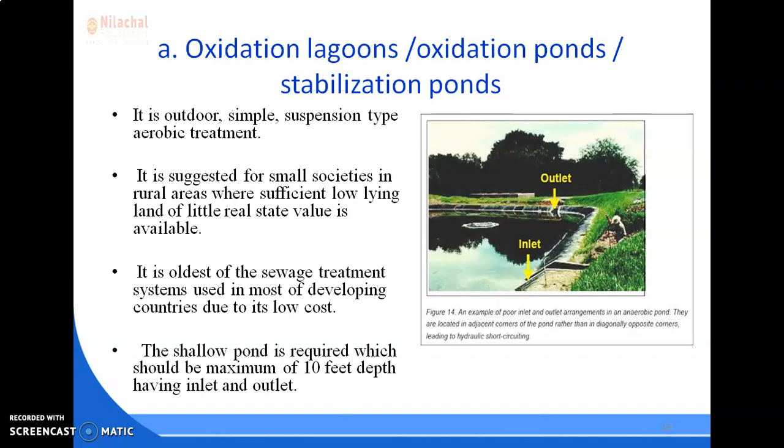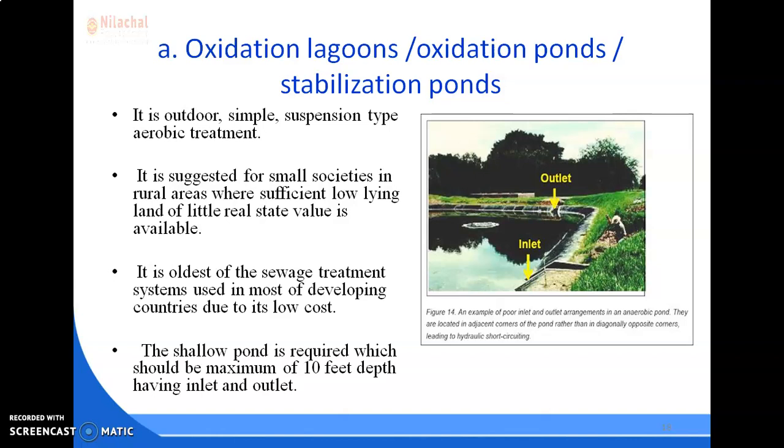Basically, it is suggested for small societies in rural areas where sufficient low-lying land of little real estate value is available, or also for small cities where relatively large land areas are easily and cheaply available, and also in tropical countries having dry climate and warm temperature. It is the oldest of the sewage treatment systems. This method is used in most developing countries due to its low cost.